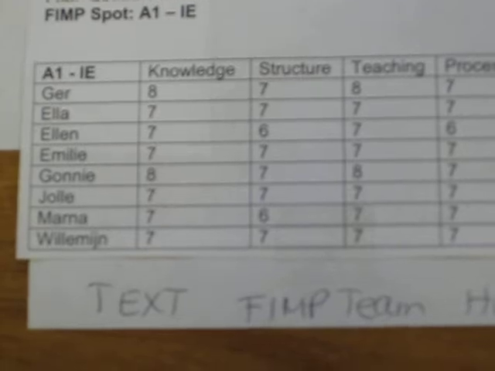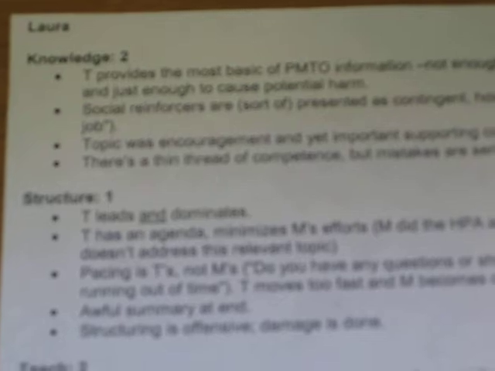Okay, and then when she clicks on text, it would take her to the actual comments that all the FIMP team members made. So, you know, in this case it shows Laura, it shows knowledge and then her score. She gave that one a 2, and then her comments, and then her score and comments for structure, teaching, process, overall. And then it moves right into the next person. So now it's Margaret, and then her score for knowledge and her comments, score for structure and comments and so forth, all the way down. And then Marion and her comments and scores, and other team members' comments and scores. And those are coming directly from where the data were input, right, back in the data entry.